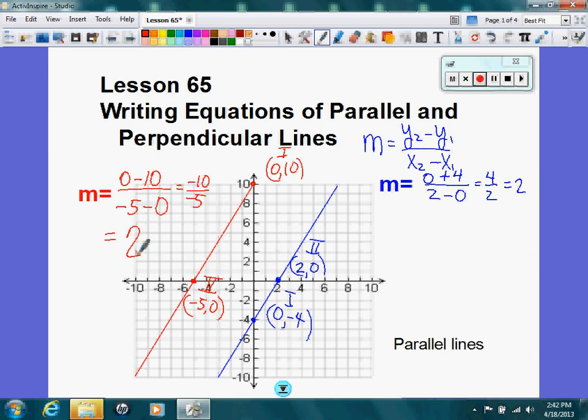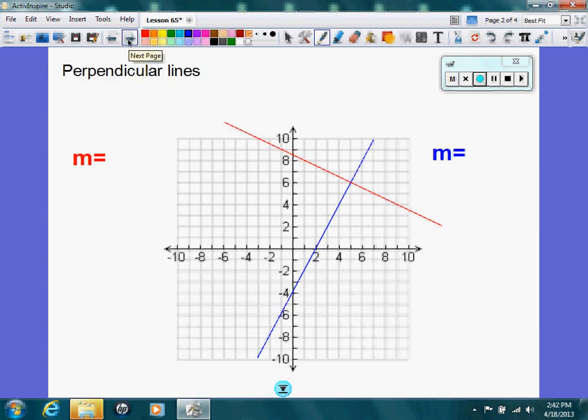Now notice that parallel lines have what? The same slope. Parallel lines have equal slopes. Now what about perpendicular lines? Okay, let's do the same thing. Let's get our slopes. I believe these are the same lines we had earlier. If you remember, the slope of this line was 2.